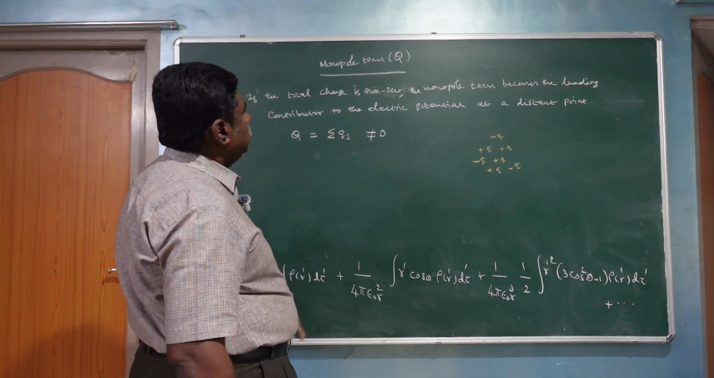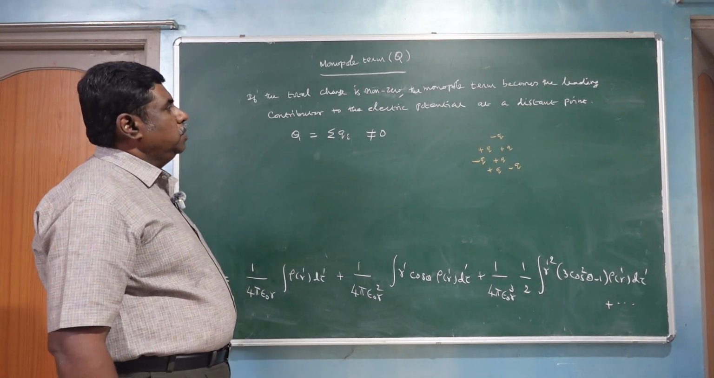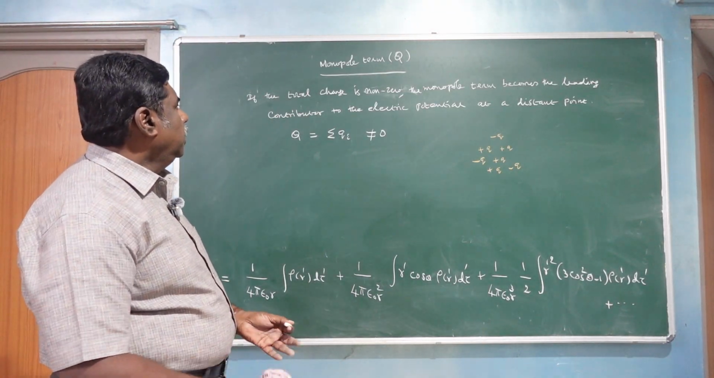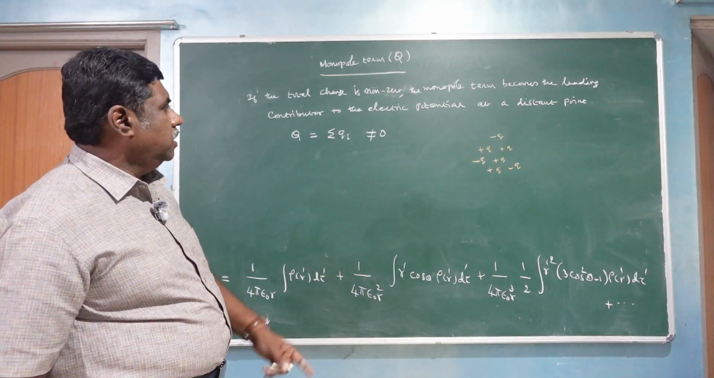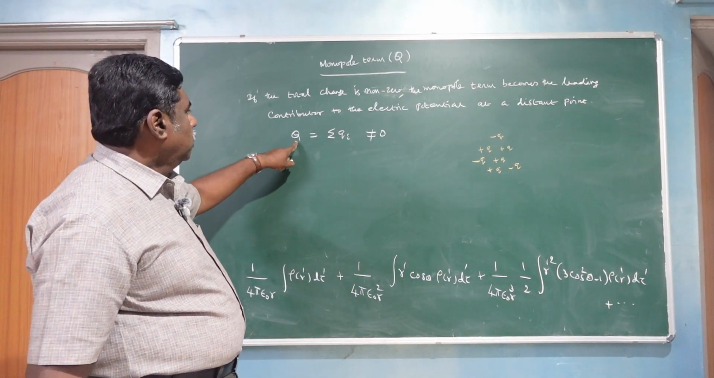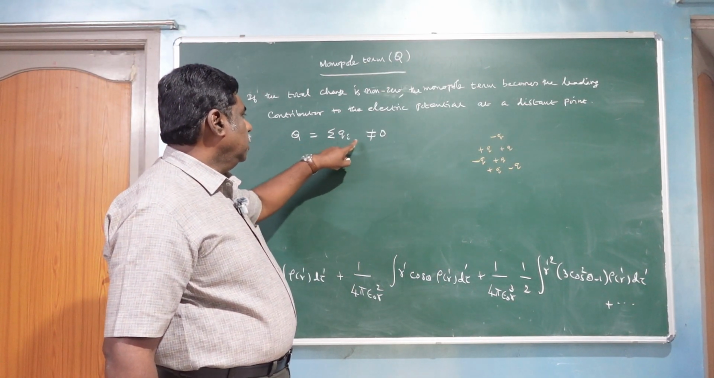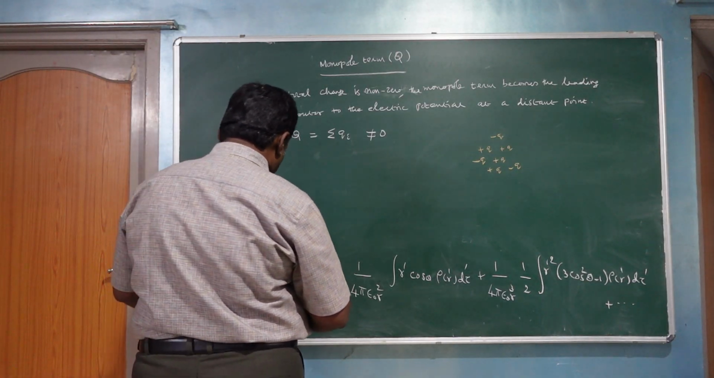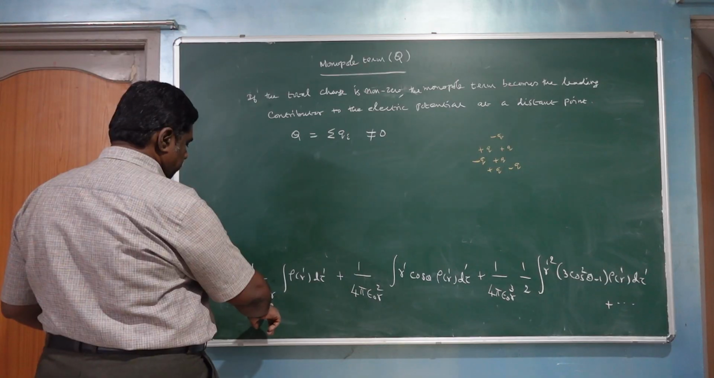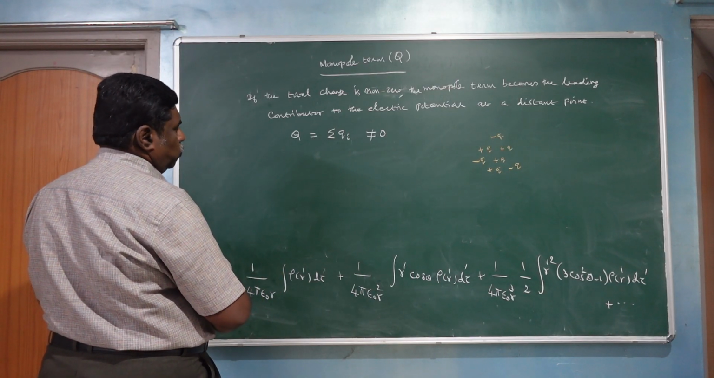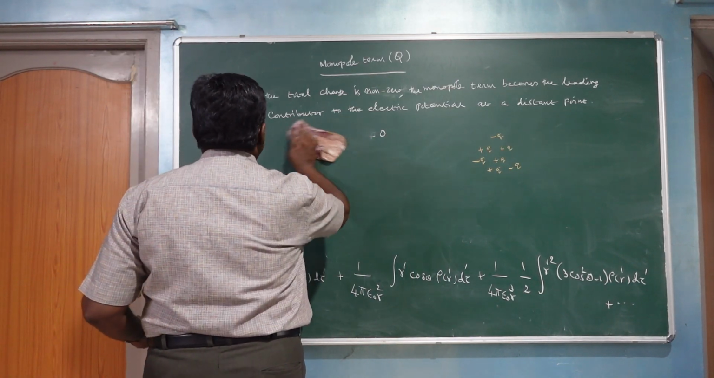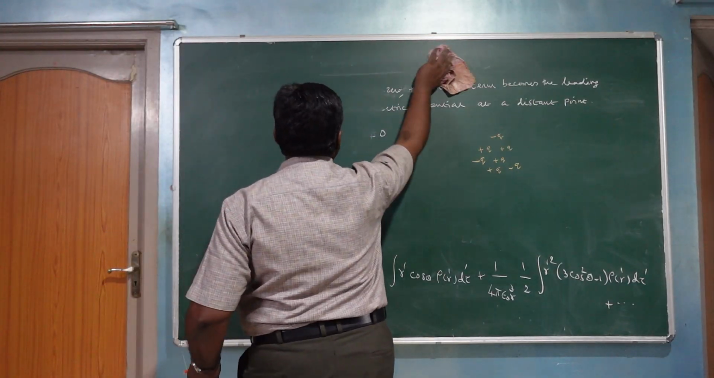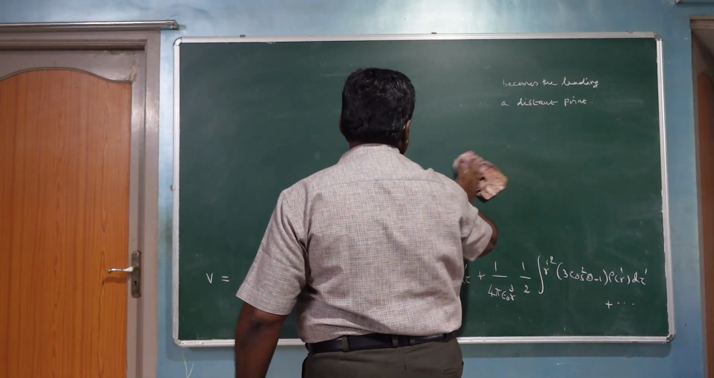If the total charge is non-zero, the monopole term becomes the leading contributor to the electric potential at a distant point. So Q, which is equal to summation over Qi, is not equal to 0. Here the monopole term varies as r power minus 1. Next term is the dipole term.